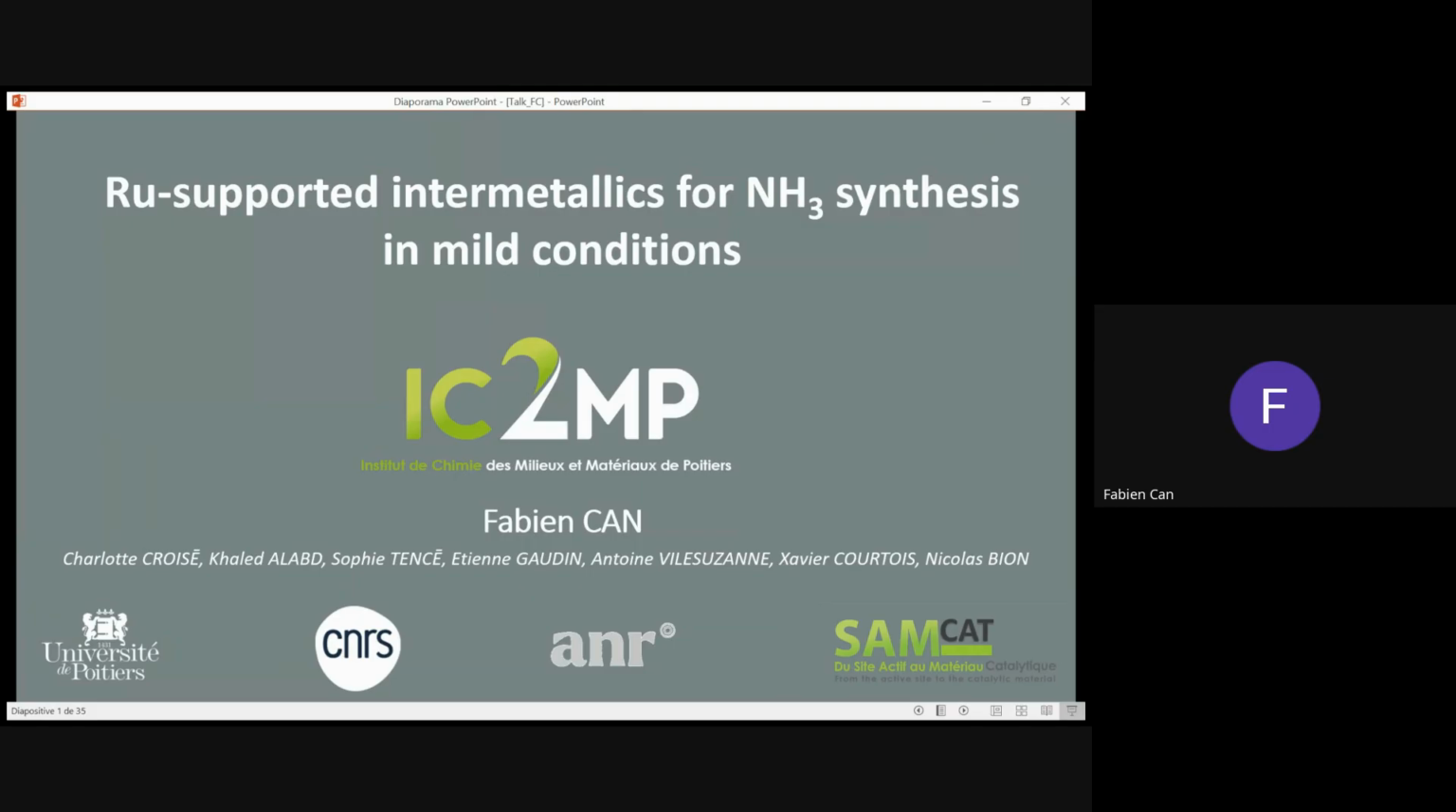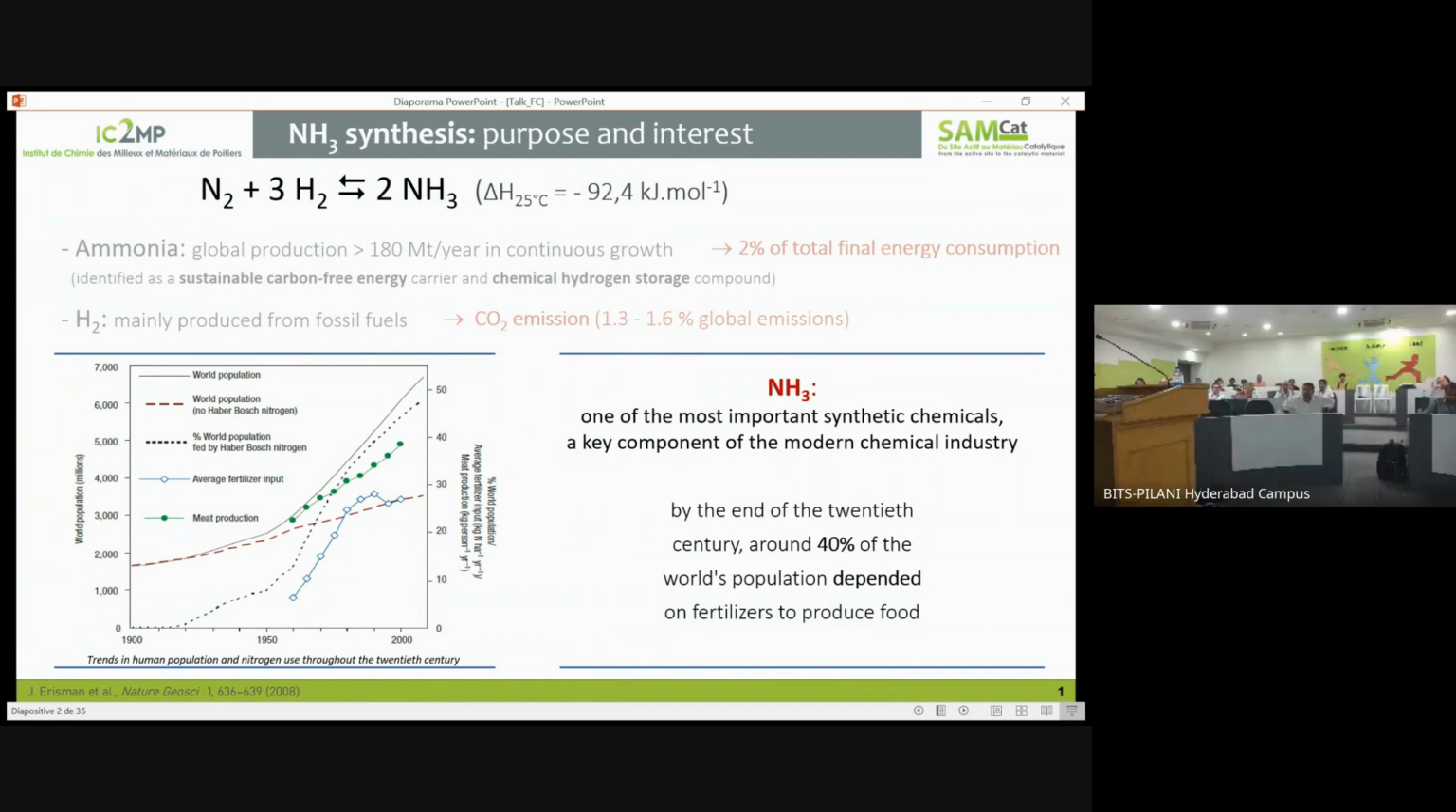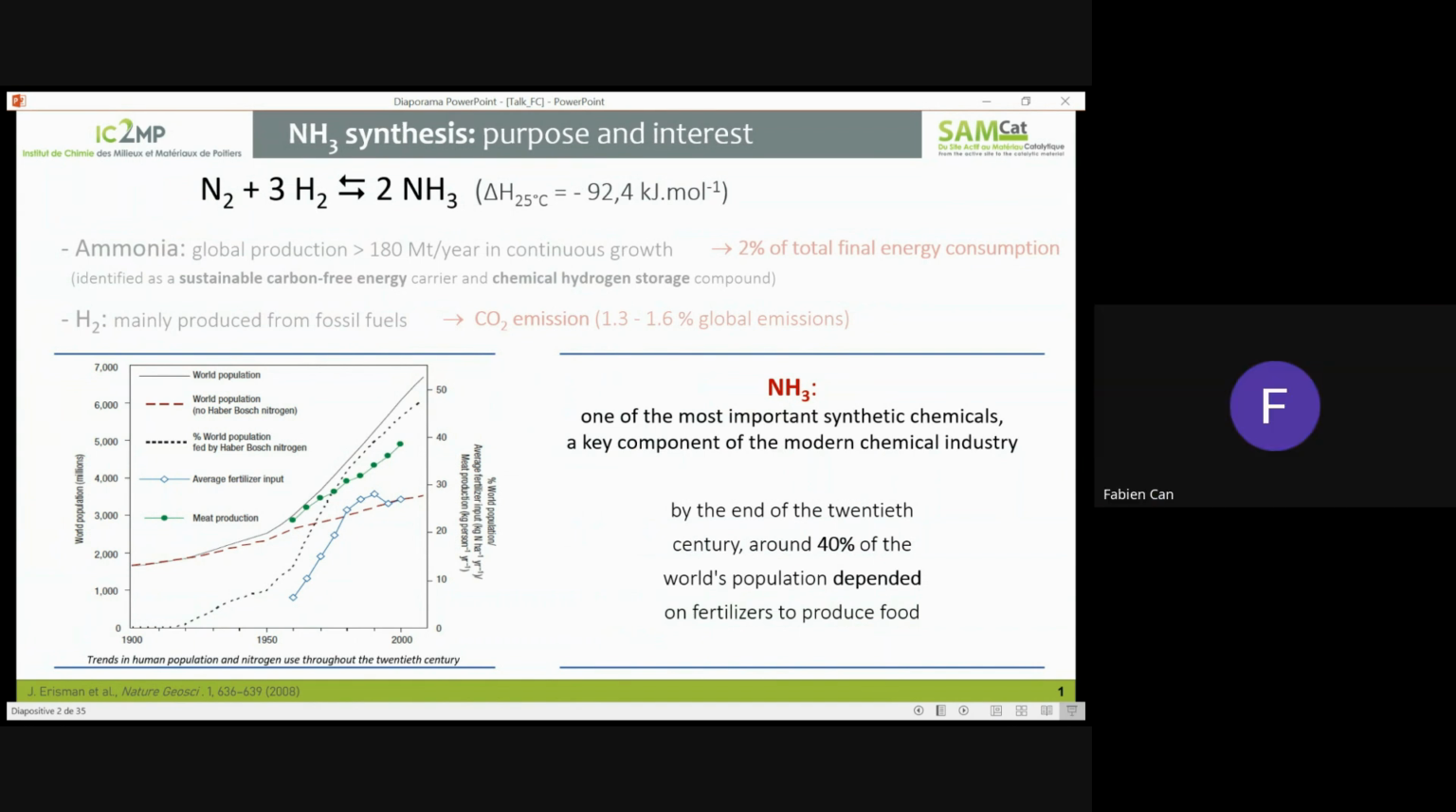So today I will speak about some catalysts for ammonia synthesis in mild conditions, and will show you the interest of using intermetallic samples. Okay, can you always see my screen? Yes, it's okay.